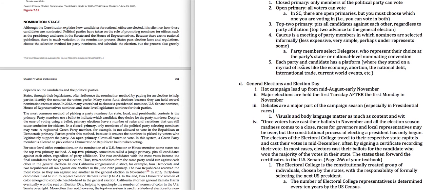A caucus is a meeting of party members in which nominees are selected informally. It's less expensive, very simple, and perhaps underrepresents some. The biggest caucus that you hear about on the news is the Iowa caucus, which is a Democratic primary, largely, of late. Literally, they're members of the Democratic Party, so it's kind of like a closed primary, but not really a primary. Not everybody votes, and they have representatives that go in.